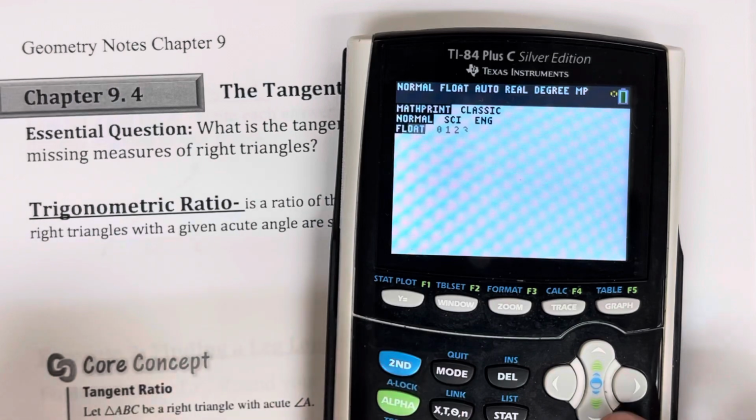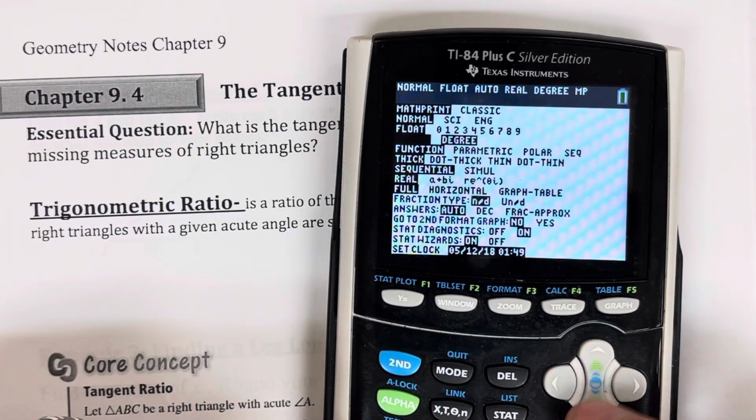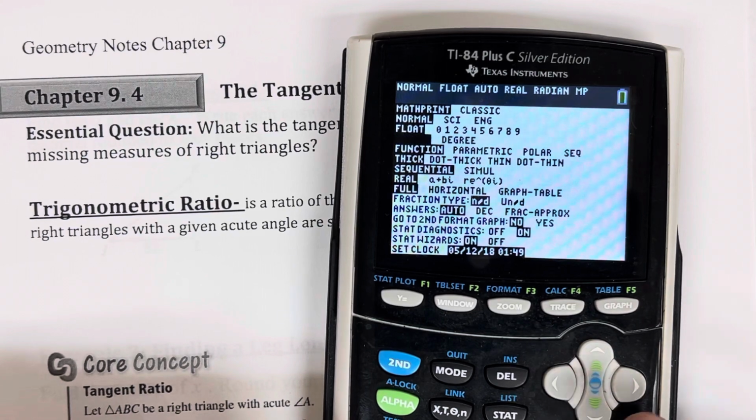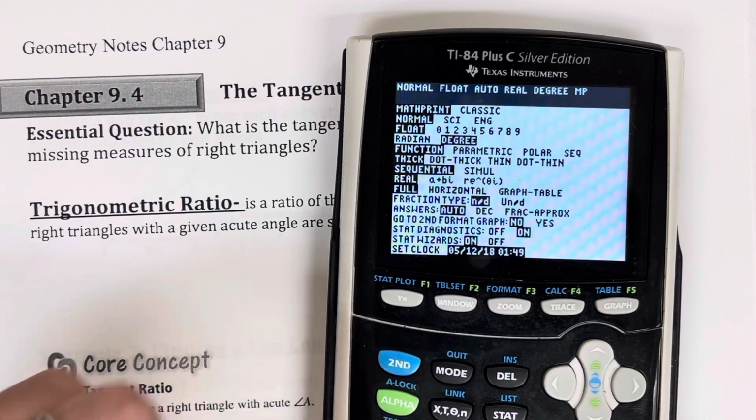So if I press mode, notice I have this radian or degree. I need to make sure we're in degree. To get that to highlight, I would press enter over the top of it, scroll over, press enter. Now I'm in degree mode.